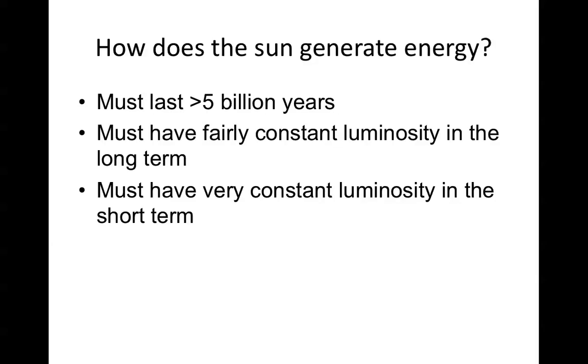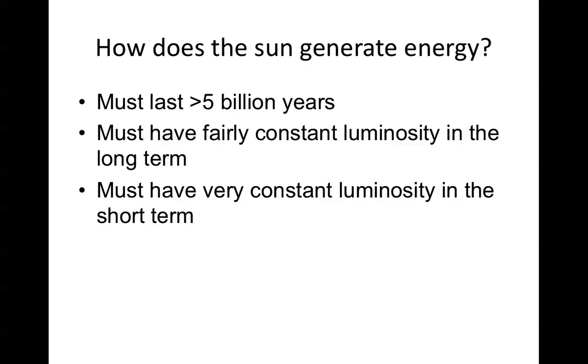Once we understand the structure, we have to ask ourselves now, how does the sun get the energy that it needs to shine? It's emitting a huge amount of energy in the form of radiation every second. And we know from the fact that the Earth has been here for about 4.7 billion years that the sun has to last on the order of 5 billion years or more.